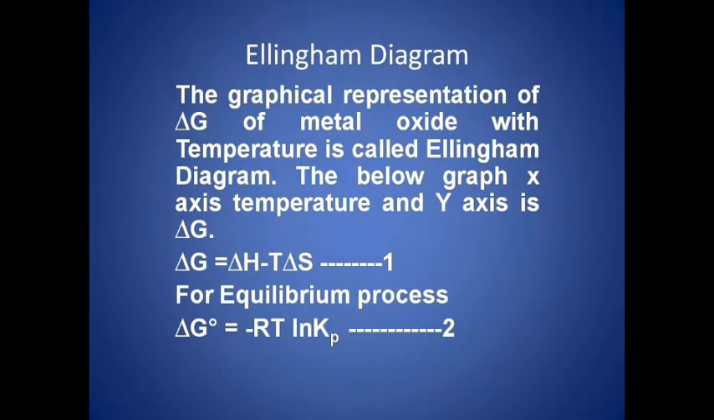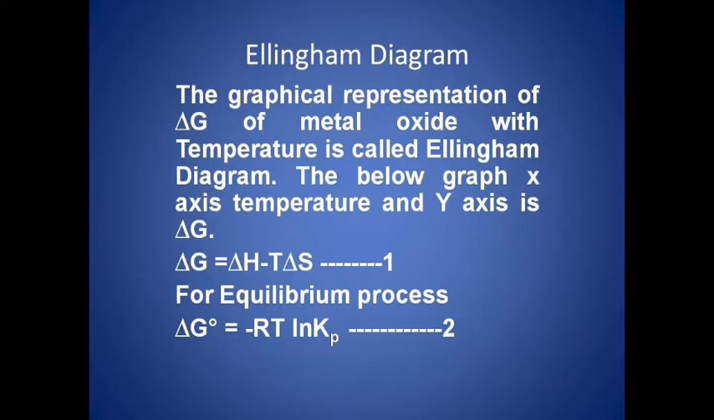Today we are going to see the Ellingham diagram. What does Ellingham diagram mean? It is a graphical representation of the variation of the standard Gibbs free energy change of a reaction with temperature. This Ellingham diagram helps us to select the suitable reducing agent and the appropriate temperature range for the reduction of a metal oxide.